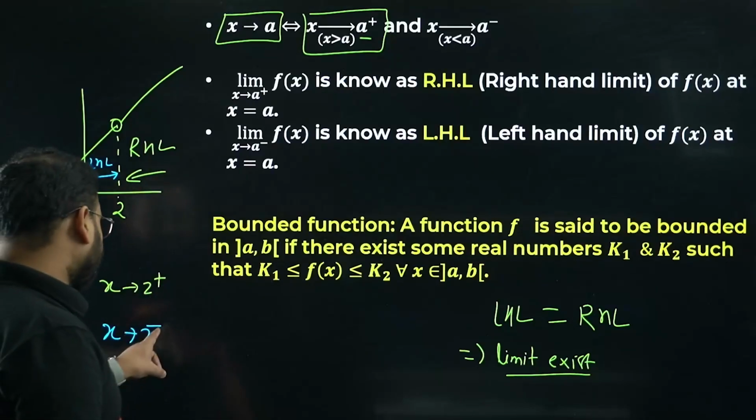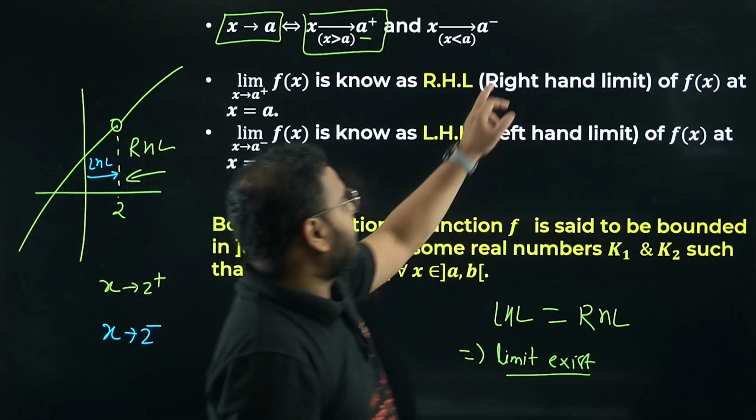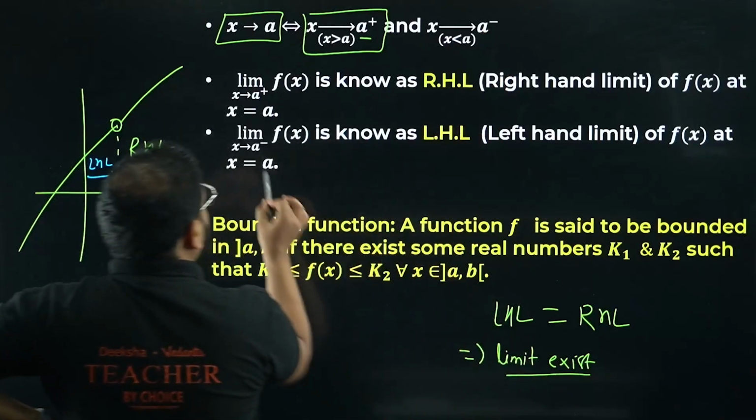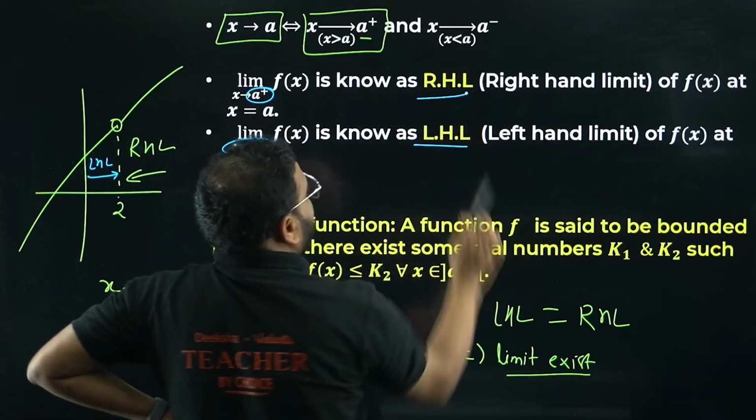For the left hand side we write negative sign, and for RHL we write positive sign. Please check. Negative we write it as LHL, and positive we write it as RHL. I hope this is clear.